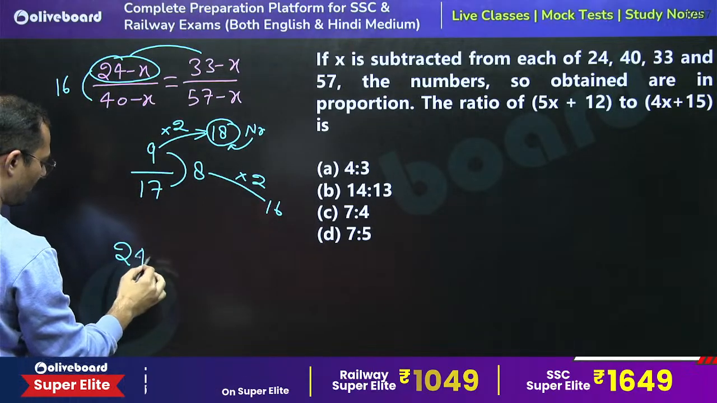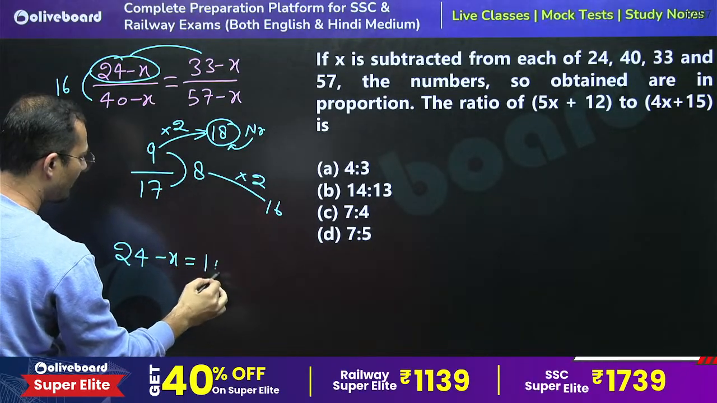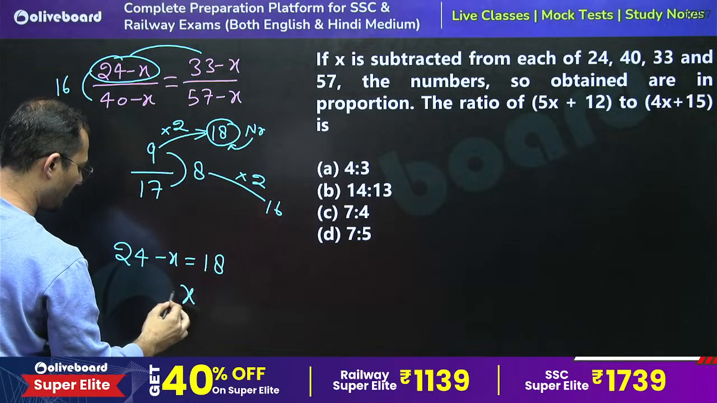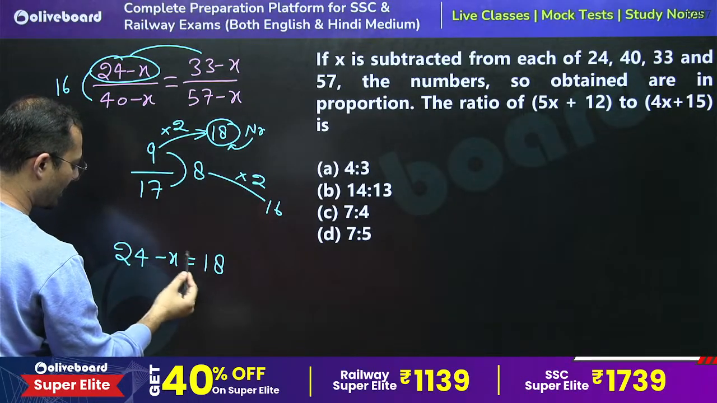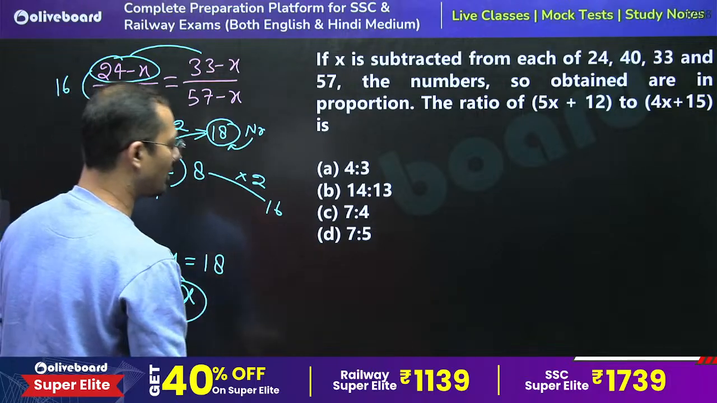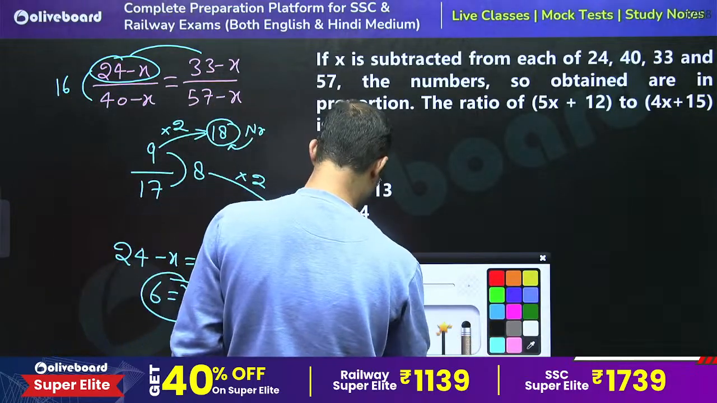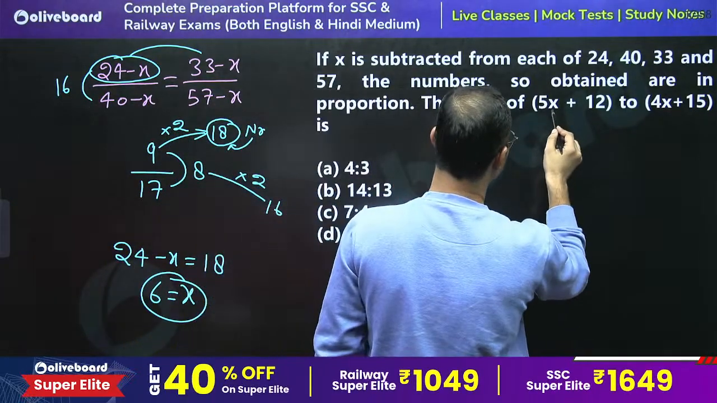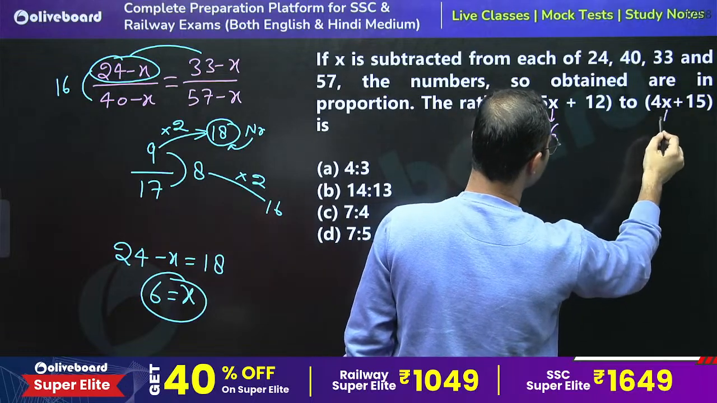So 24 minus x is equal to 18. So x is equal to what? 24 minus 18. So x is equal to 6, right? Now the question is asking, what is the ratio for 5x? So x is equal to 6.